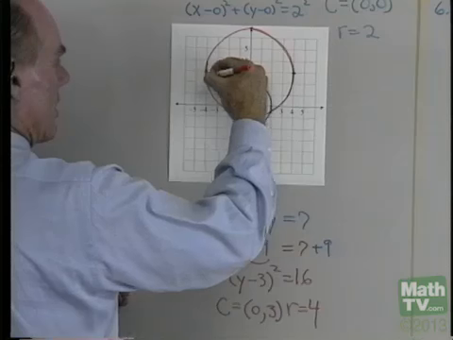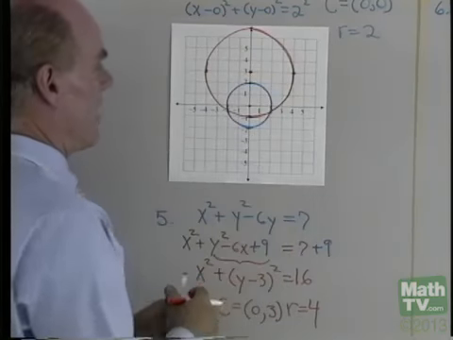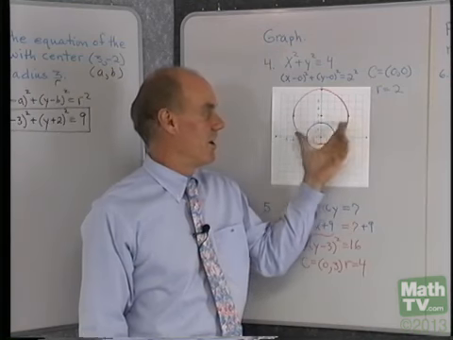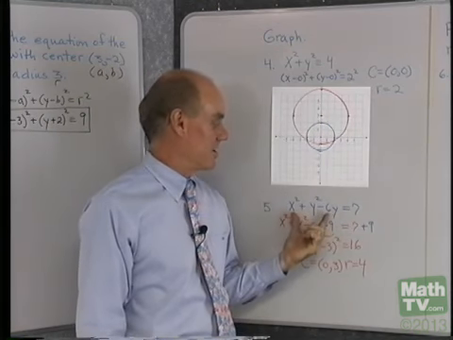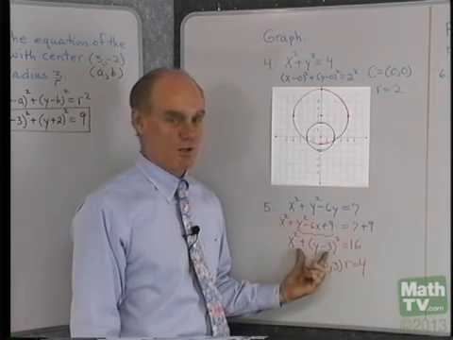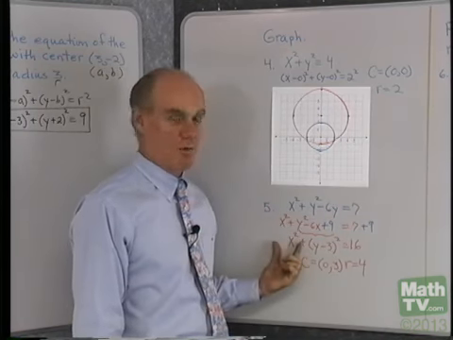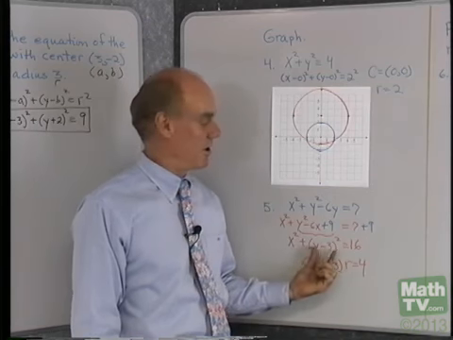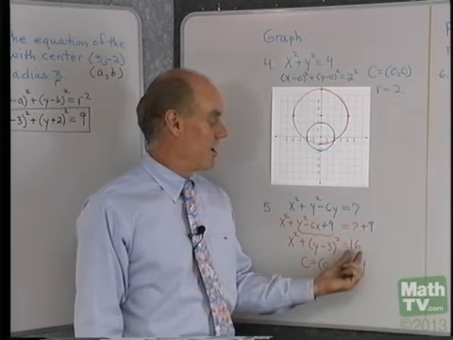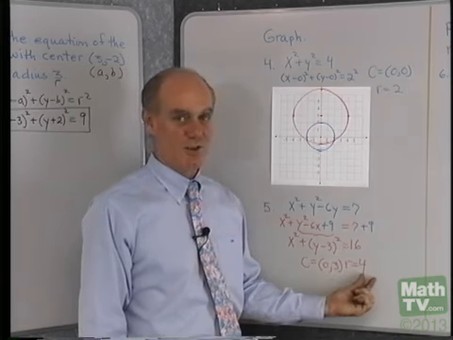Okay, so does that look like a circle that has a center at the point x equals 0, y equals 3, and a radius of 4? It does, and you can see that it's easy to graph the equation of a circle if it's in the standard form for the equation of a circle: x minus a quantity squared plus y minus b quantity squared is equal to r squared. Then a and b are the coordinates of the center, and r is the radius of the circle.